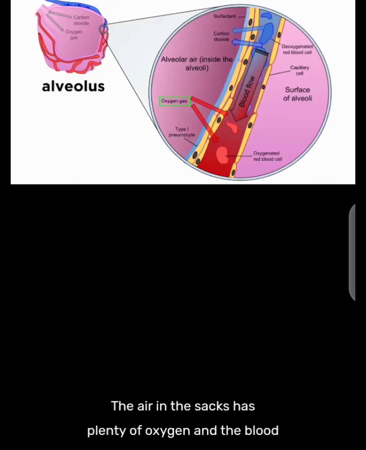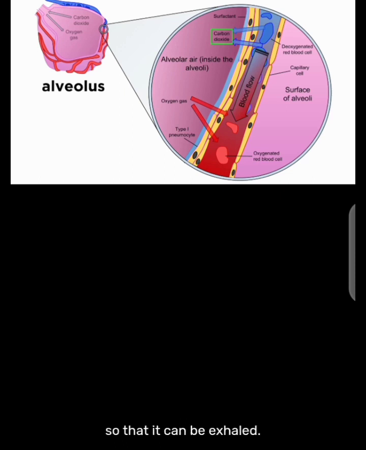The air in the sacs has plenty of oxygen, and the blood doesn't, so diffusion occurs spontaneously, and the blood has a good amount of carbon dioxide, and that will diffuse in the opposite direction so that it can be exhaled.